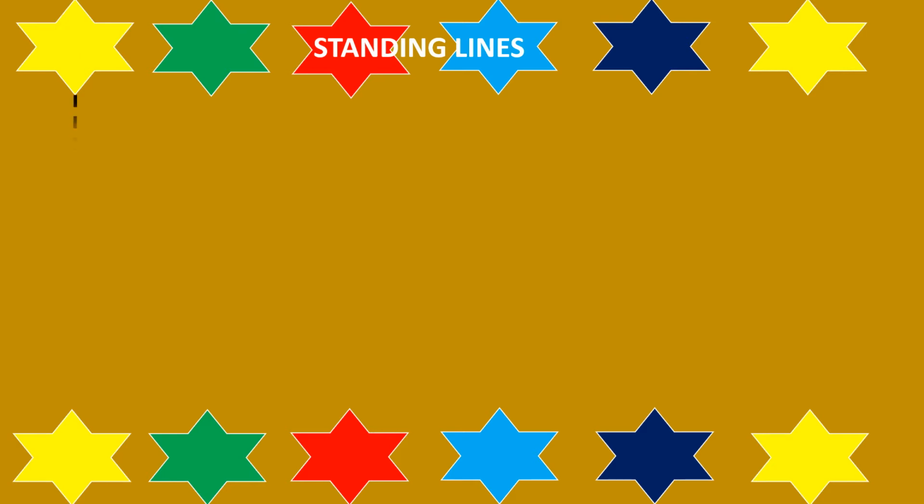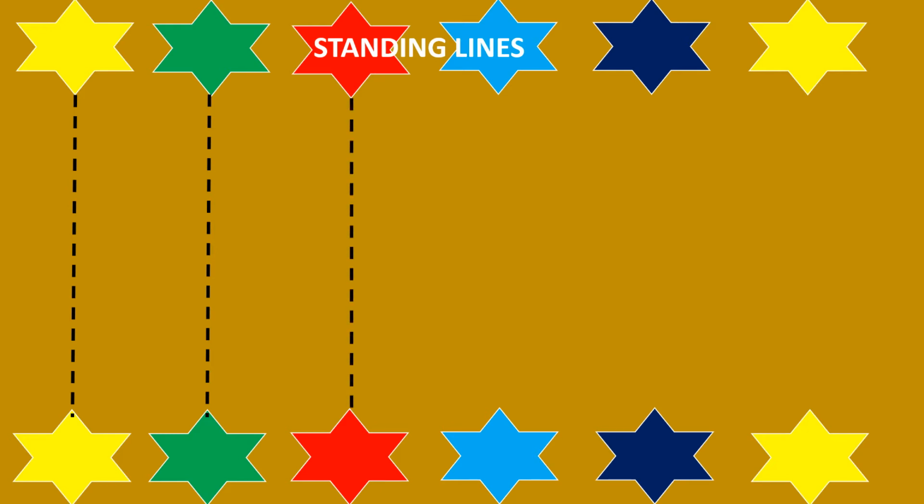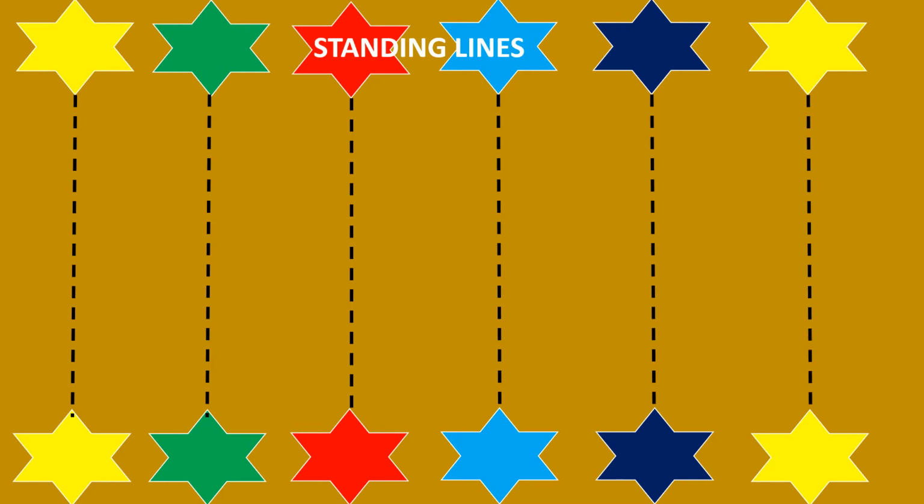So let us see, like this, they have to match the yellow star with the yellow star again. And this is a standing line. Once again, they have to match the green star with the green star. Now simultaneously, parents can tell them this is a standing line. Again, red with the red star, blue with blue, dark blue with dark blue, and once again yellow with yellow. So parents can also use this as a worksheet. They can draw colorful stars and let the kids match them with the same color.